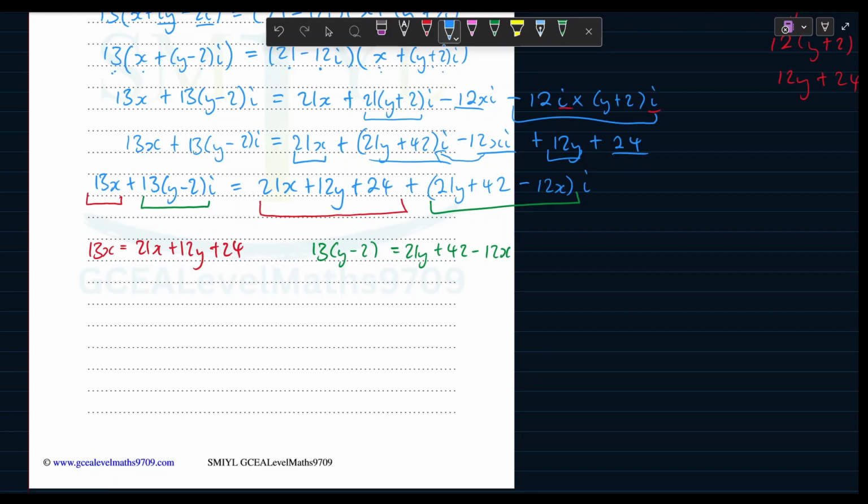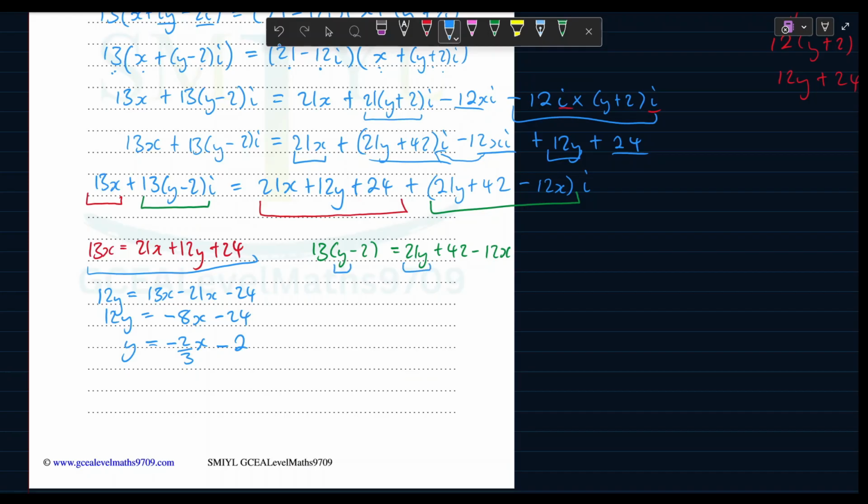So here I think let's make y the subject of the formula in this equation. So that will be 12y is equal to 13x minus 21x minus 24. So 12y is equal to 13x minus 21x, that's negative 8x minus 24. Divide through by 12, you should get that y is equal to negative 2/3 of x, and then we've got negative 2. Alright, so we can substitute y in this equation.